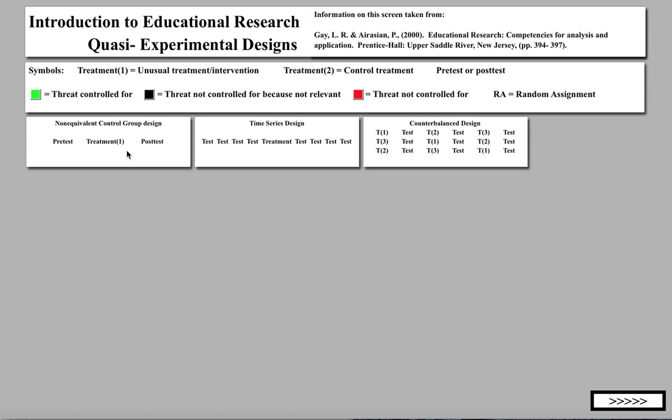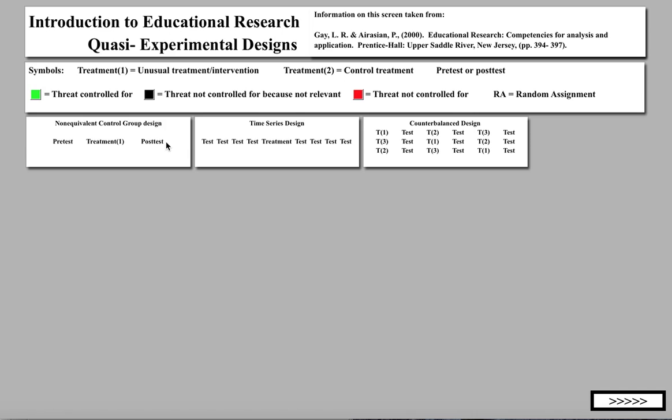When this occurs, there are still a number of designs that provide adequate control of sources of invalidity. These designs are referred to as the quasi-experimental designs, and we'll look at 3 of them. So the first is a non-equivalent control group design. In this design, we have a pre-test, a treatment, and a post-test. The non-equivalent control group design involves random assignment of intact groups, intact classrooms, not individuals.